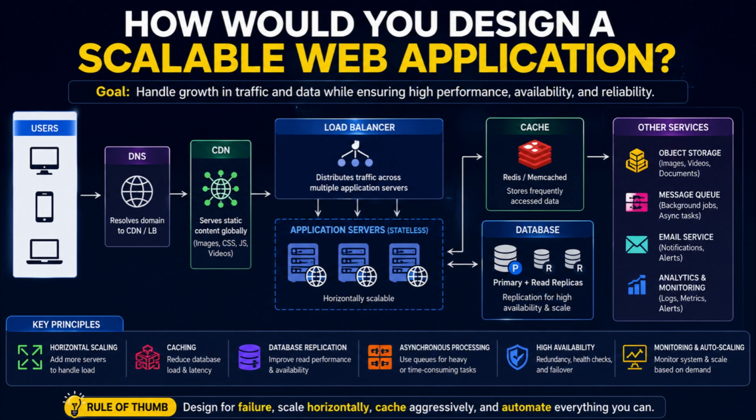Start with DNS and a CDN to route users and serve static content globally. Next, use a load balancer to distribute traffic across multiple stateless application servers. Add Redis or Memcached for caching, reducing database load and improving response time. For the database, use primary and read replicas for scalability and high availability. Use object storage for files, message queues for background jobs, and monitoring for visibility and alerts.